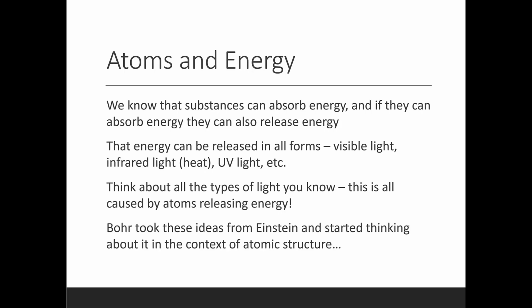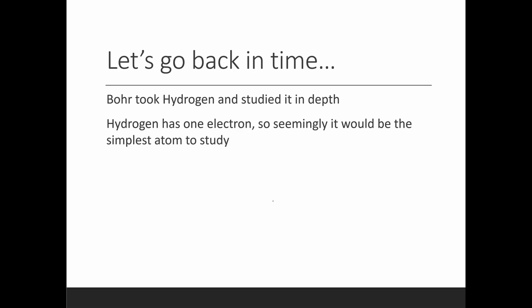So Bohr, our good pal Bohr, he took those ideas from Einstein about photons and about atoms releasing energy, and he started thinking about that in the context of atomic structure. So let's go back in time to before we knew who Bohr was and what the planetary model was. Bohr took hydrogen and he studied it in depth. He picked hydrogen to study because hydrogen is the most simple element. It only has one proton, so it only has one electron. So seemingly it would be the simplest atom to study.